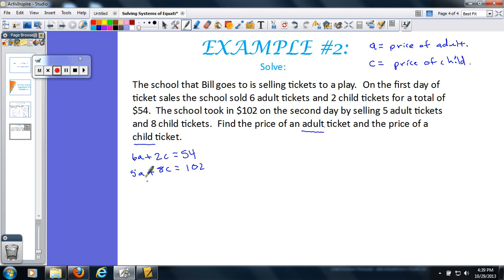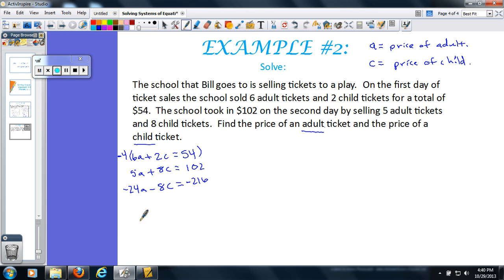So what I'm going to do is find the least common multiple and the easiest numbers to work with. In order to find a least common multiple between 6 and 5, I'd have to multiply both equations by a number. Here, I can make 2 equal 8 by multiplying by 4. So I'm going to multiply the first equation by negative 4 so that I get a negative number that will be the opposite of this one. That's going to be negative 24A minus 8C equals, and 54 times negative 4 is negative 216.